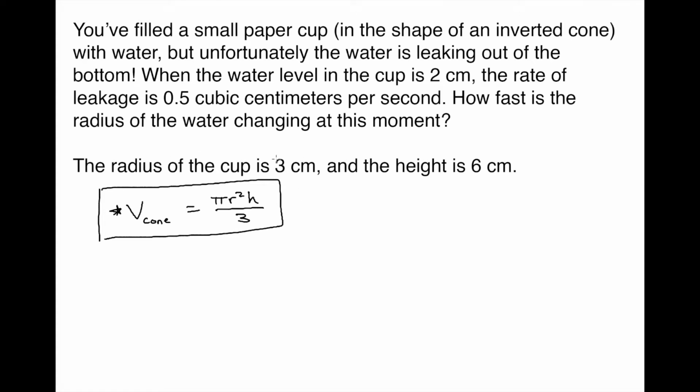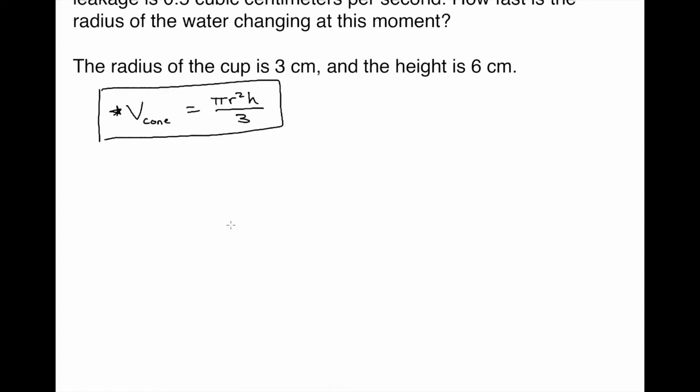The radius of the total cup is 3 centimeters. Height is 6 centimeters. And the volume of a cone is pi r squared h over 3. So let's dive right into it with our general picture.